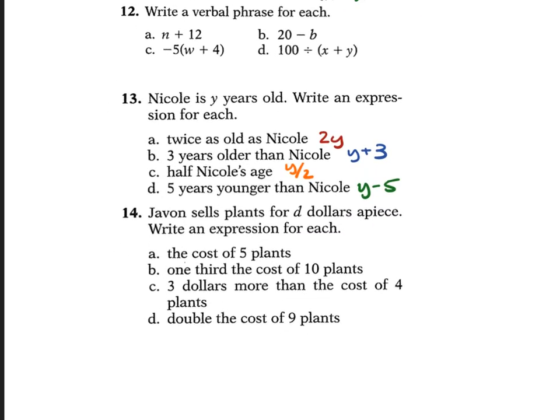For 14, it says Javon sells plants for $D a piece. Write an expression for each. A is the cost of 5 plants, so that's 5D. B is 1/3 the cost of 10 plants, so that's 1/3 times 10D. And then C says $3 more than the cost of 4 plants, so that's 4D plus 3. And then D is double the cost of 9 plants, so that's 2 times 9D.